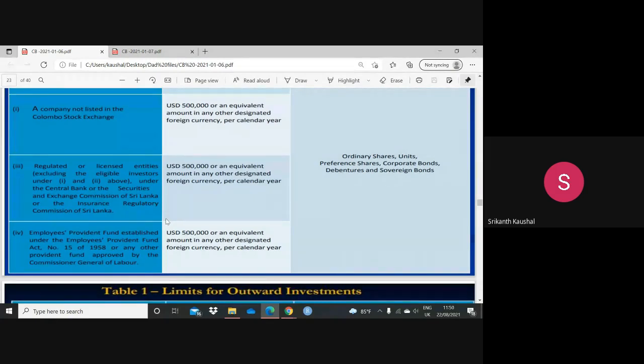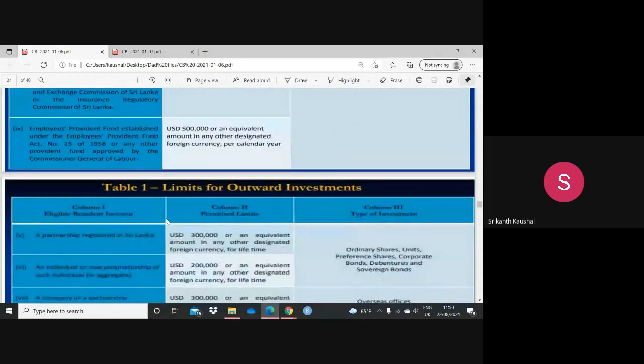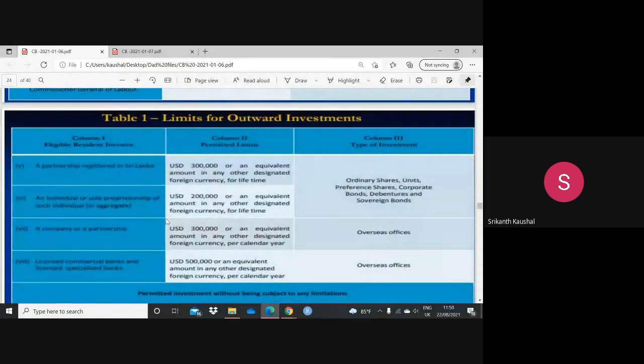Right. So let's look at the individual also. You can see a partnership registered in Sri Lanka is permitted 300,000. An individual is permitted 200,000. But remember, these two, partnership and individual, are not for every year. Look at it, for lifetime. Underline the words for lifetime.